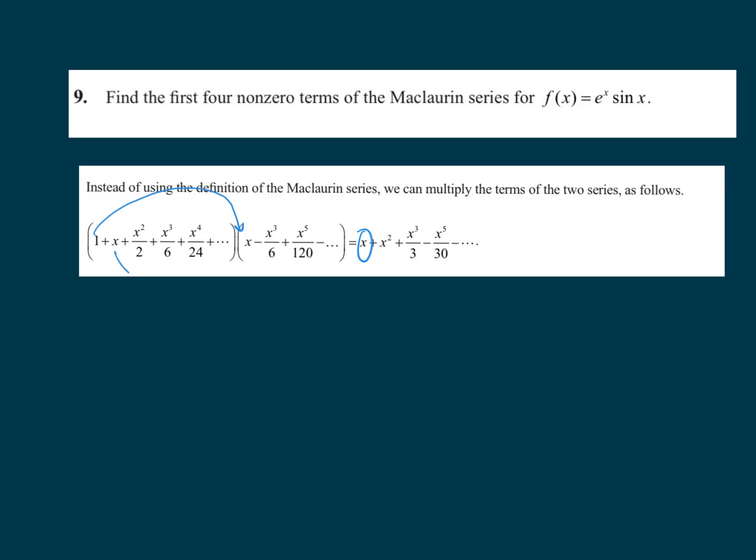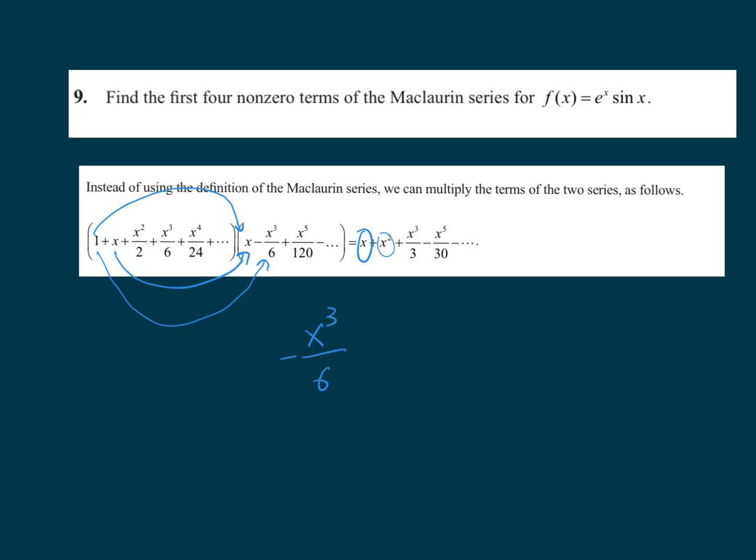Now, this by this is x squared. Is there another multiplication that produces x squared? No. So this is this one. Now I will multiply this by this, and this is x cubed. So this will produce minus x cubed divided by 6. But there is another term that will produce x cubed divided by 6.